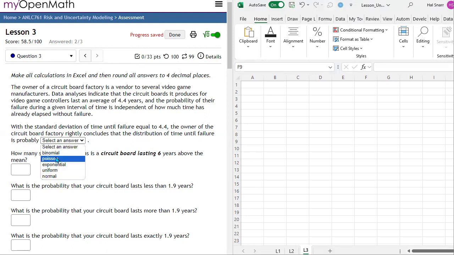Now, of these choices, it can't be binomial, it can't be Poisson because these are discrete, and here time is continuous. The fact that the mean is equal to the standard deviation and you have this independence property means that the distribution that probably is the most appropriate here is exponential.